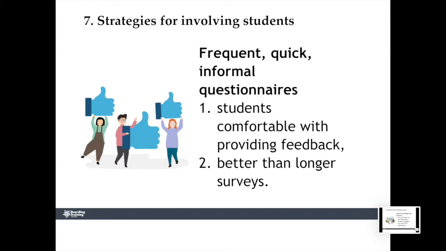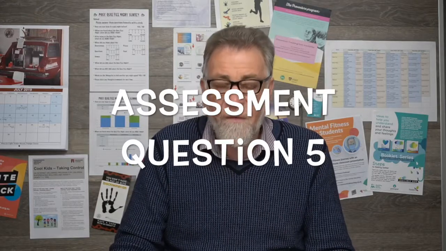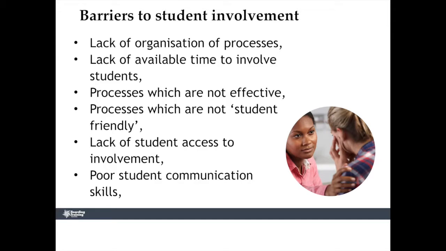So we've got question 5. Question 5 asks for the 4 strategies that you see as most important, and then it also asks you to reflect and explain how well your residence does these. So when we're looking at student involvement in programs and giving feedback to programs, there are barriers, and so let's have a look at some possible barriers to students' involvement. The first is a lack of organisation of the process, so we need to make sure that student involvement is very carefully organised. Another is a lack of available time, so make regular time for feedback and involvement.